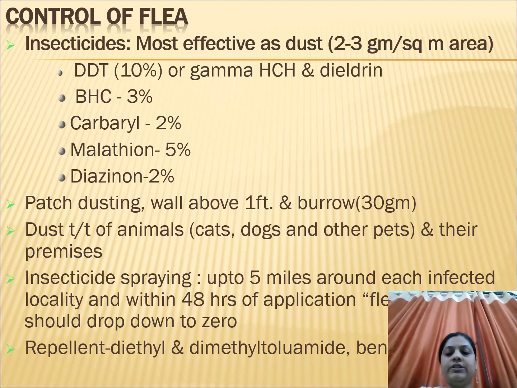Then control of fleas. Insecticides, most effective as dust, 2 to 3 grams per square meter area. DDT 10% or gamma HCH or dieldrin. BHC 3%. Carbaryl 2%. Malathion 5%. Lysinol 2%. So those are the insecticides that are spread: DDT, BHC, carbaryl, malathion and lysinol.